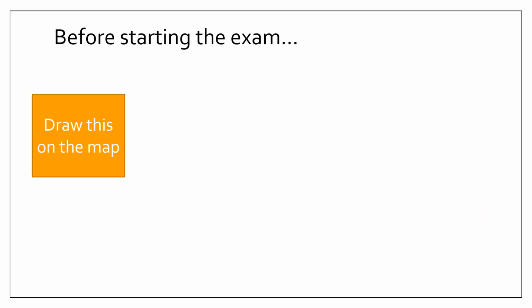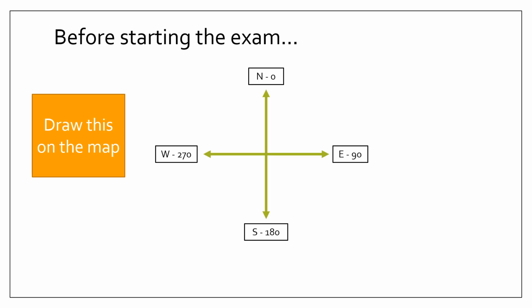Now, before starting the exam, there are 2 things you should do on the map itself. The first thing is to draw a compass, a 16-point compass with the various bearings written on. So take a little bit of time to do this. You start off with north and south, with north at the top and 180 degrees at the bottom. Then you draw the east and west line, again with 90 and 270.